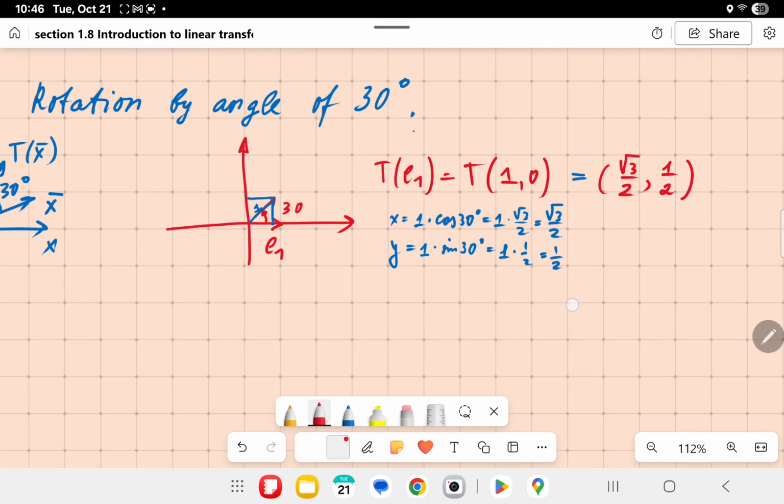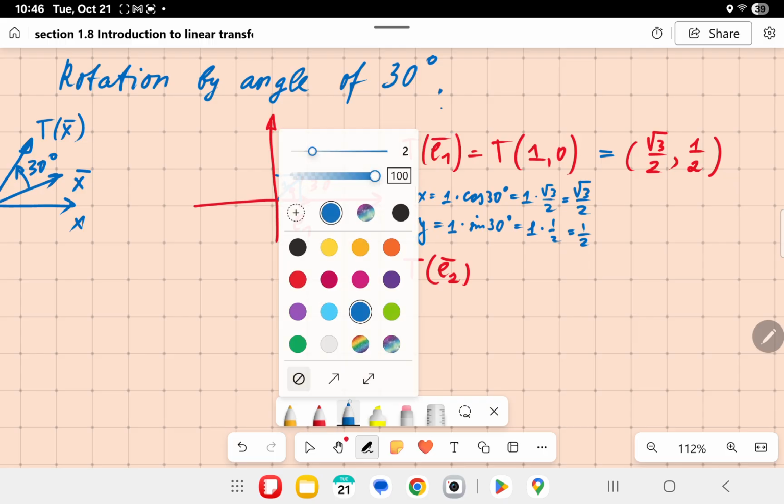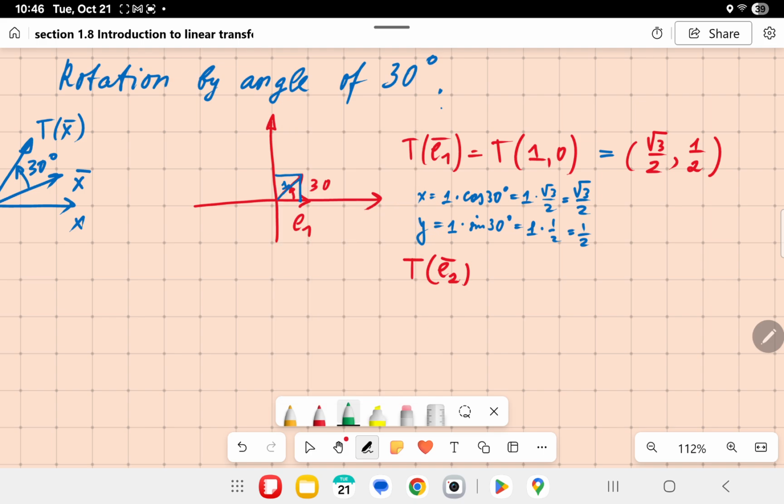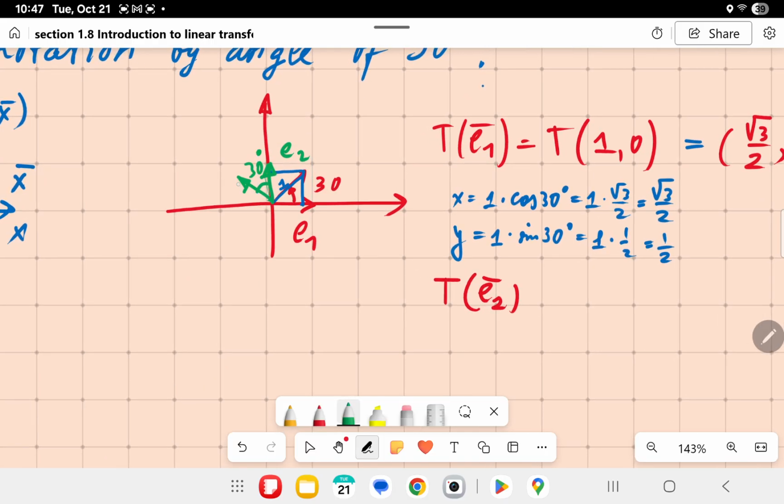Now I'll need to do a similar operation to my second standard basis vector e2. I'll need to choose a different color, I guess, otherwise everything is going to be very messy over here. So my e2, this green one, is going to be rotated by 30 degrees. Let's make it bigger again. So here, guys, we still need to find x and y. And x is now going to be here. It's still going to be the hypotenuse, but the angle over here is going to be 60 degrees.